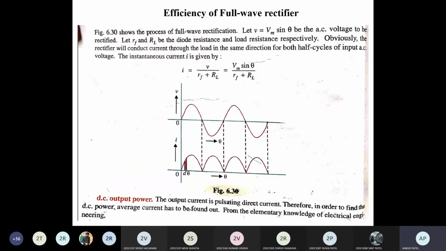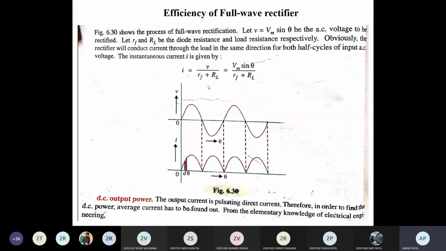Now, if the question asks you to explain the operation of a full wave bridge rectifier and also derive the efficiency of the full wave rectifier, then you need to write both answers. Don't write only the operation.